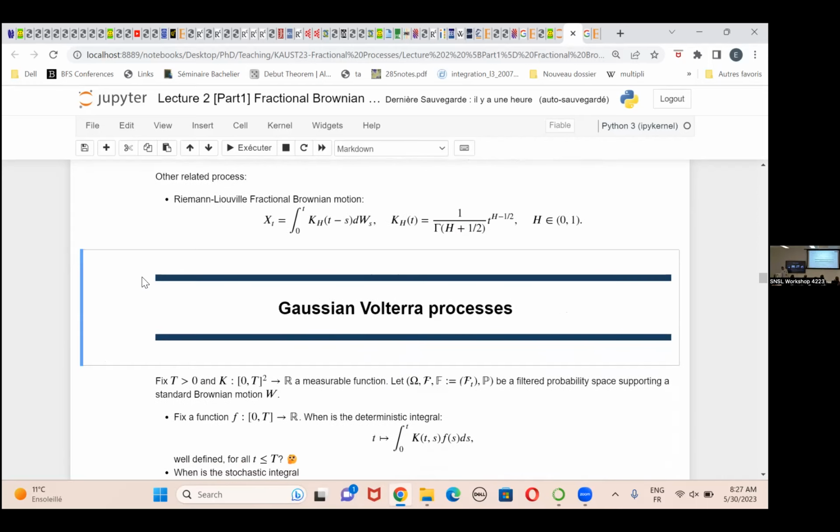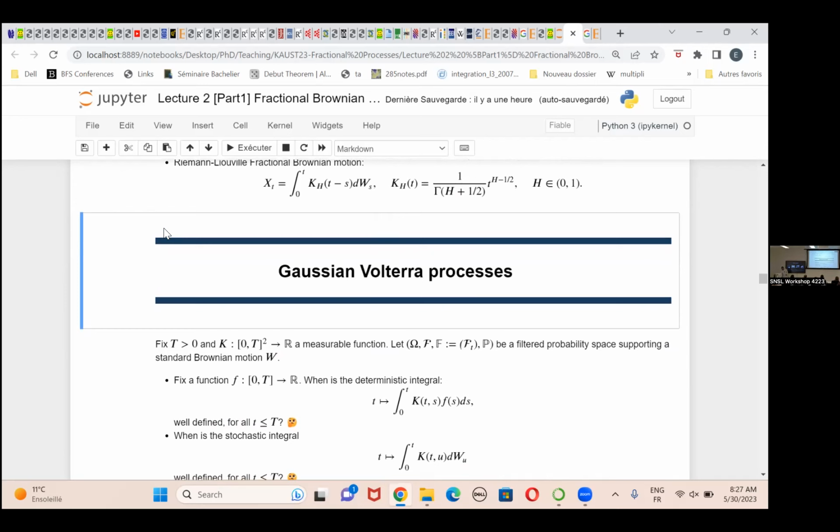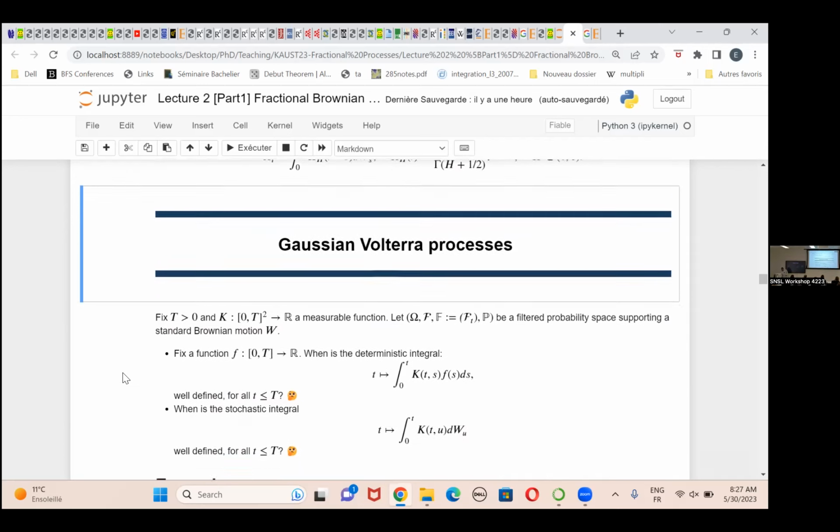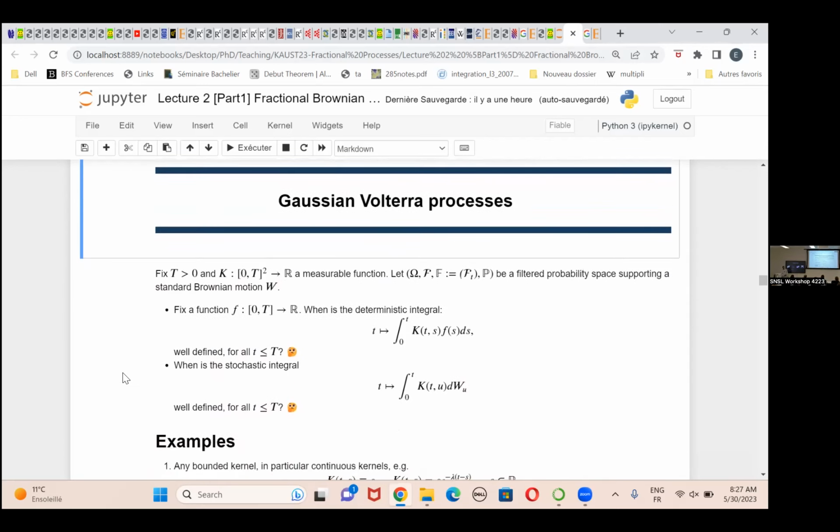So this is what we'll call a Volterra process. First of all, you can say, I take a kernel, I construct a convolution or integrate against Brownian motion. Am I really allowed to do it? Is the object well defined? First of all, let's look at the deterministic case. You take a kernel K and some function F. Which conditions on K do you need for this object to be well defined?